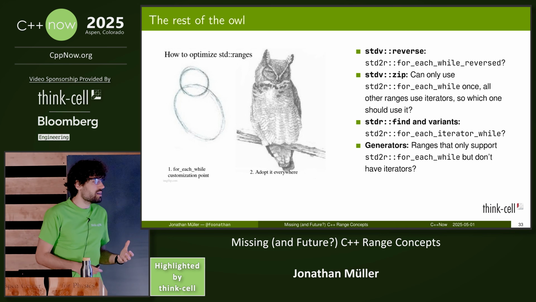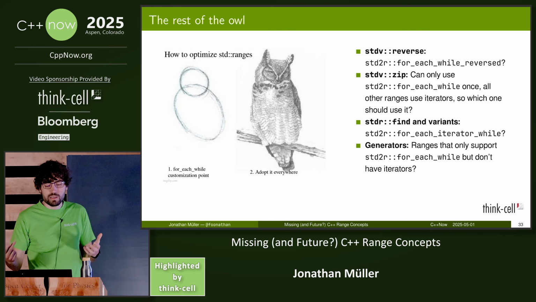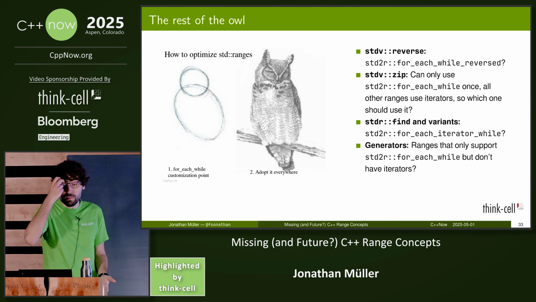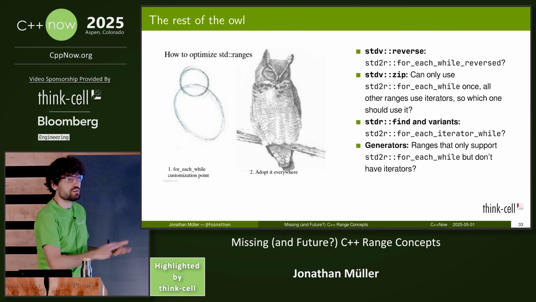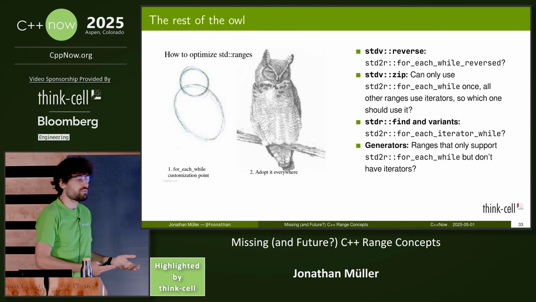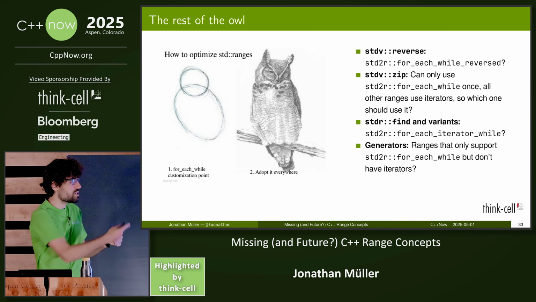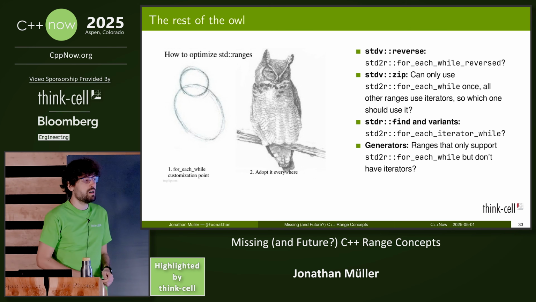What we do have, however, is generators, and those are not even ranges. Those are simply things that only have for each while. They don't have iterators. And the reason for that is they're so much more convenient to write. Like, you just have to write a for each while function that passes the sync the values, and you don't have to start writing an iterator. Writing an iterator is non-trivial, a bunch of code. Just writing a for each while function is a lot simpler.